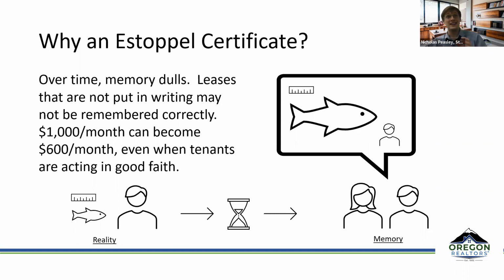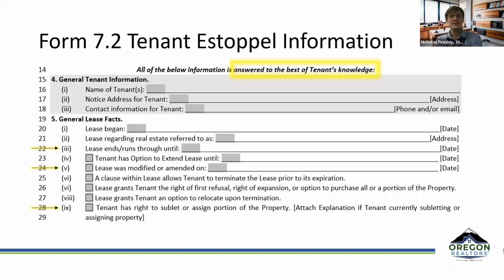So an estoppel certificate ensures that you have something in writing to back up oral or lost leases that didn't exist before. The estoppel certificate is filled out by the tenant to the best of the tenant's knowledge. It has very important information that the landlord wants to know, the buyer landlord, the move-in landlord needs to know, such as when does the lease end? Has the lease ever been modified? That's hugely important. You want to know if it's been amended, because if there was an amendment and it changed a very fundamental policy of that contract, you need to know how to change that.